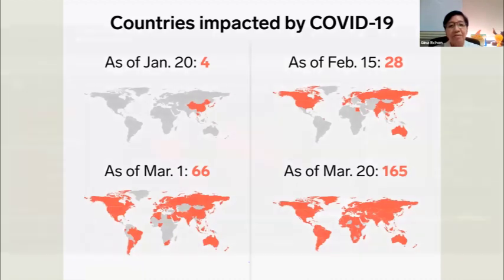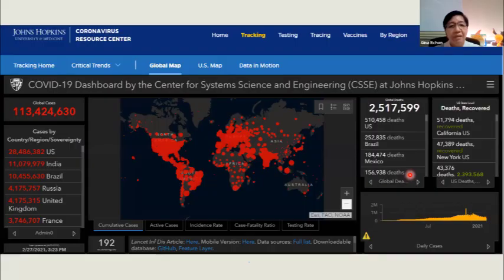And fast forward to a year after, this is the Coronavirus Resource Center of Johns Hopkins. I accessed last Sunday when I was doing my slides, February 27. So a year after, this is how we are, no? Global cases are about 113 or 114 million, and our deaths are in the 2 million plus. And again, the map shows almost all the geographical areas being impacted by this disease.